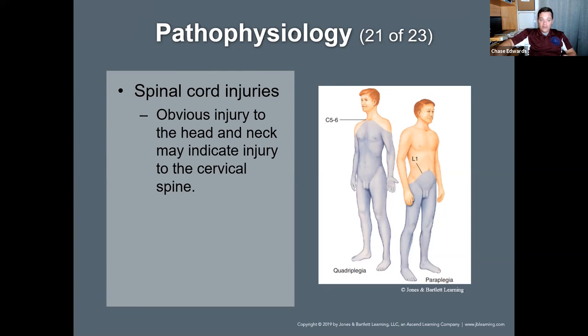So C1 through 4, breathe no more. Another sign of spinal injury is abdominal excursion.